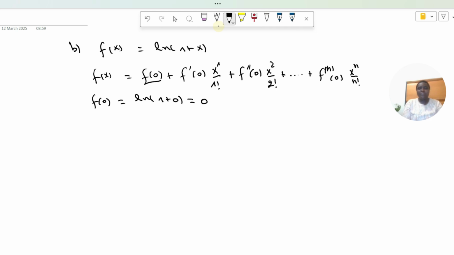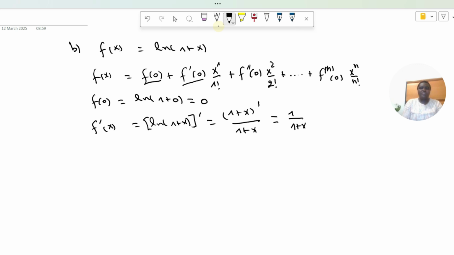And next, what do we have to compute? We have to compute the first derivative of f in 0. So let's first compute the first derivative of our function. This is the derivative of ln of 1 plus x, which is equal to the derivative of 1 plus x over 1 plus x, and this is equal to 1 over 1 plus x. This is the first derivative.